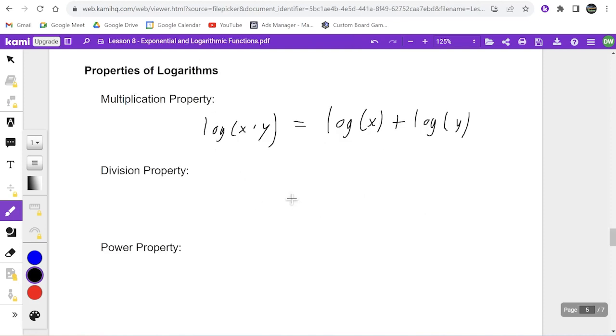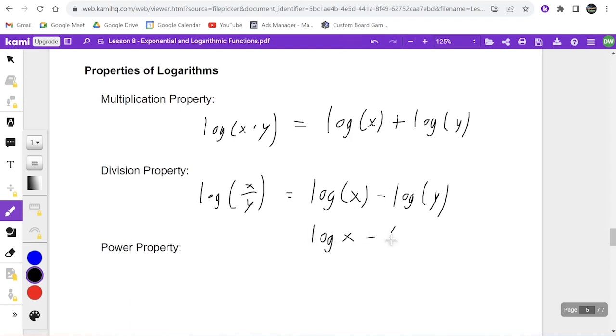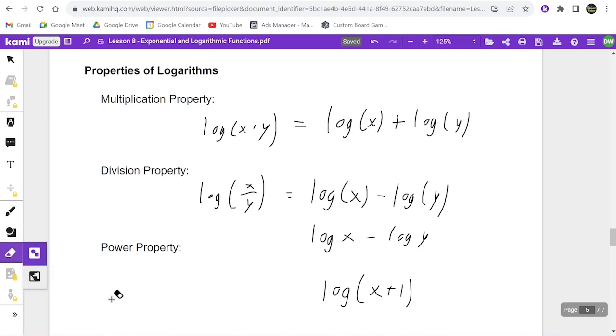So the division property. If you have log of x divided by y, you can probably guess it. It's going to be log of x minus log of y. Now, by the way, I put parentheses here because it's good notation. Sometimes I get lazy with the notation and I'll just write, for instance, log x minus log y. That's okay here because it's just one term. But if I had, let's say, something like log of x plus 1, then I would need parentheses, because if I didn't have the parentheses, I would be technically saying something else in math, and I don't want to do that.